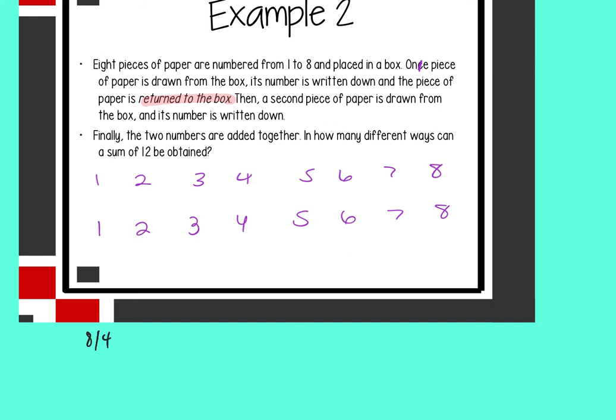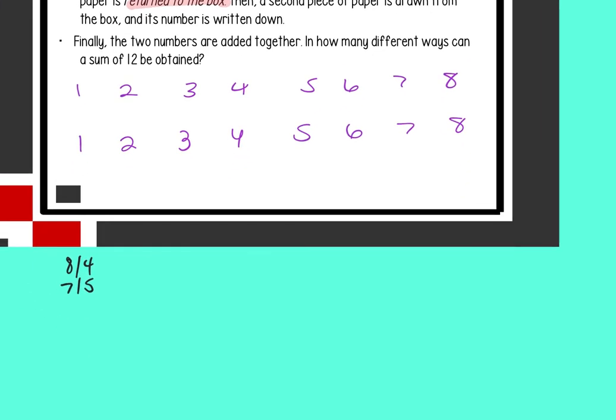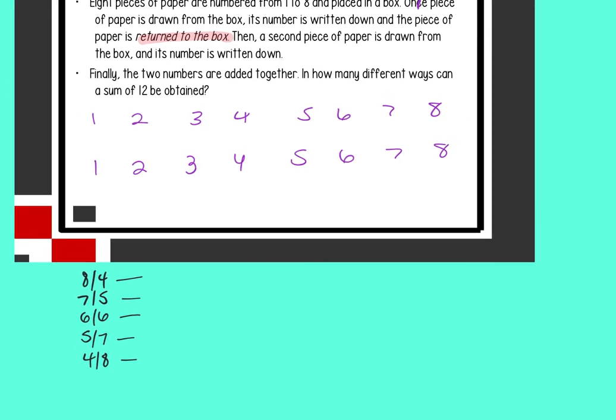Then what if I pick a 7 the first time? Oh, no, sorry. Yeah, because that's it with 8. What would I pick the second time with 7 to get me 12? 7 and 5. What if I pick a 6 the first time? 6. If I pick the 5 the first time? 7. If I pick the 4 the first time? 8. If I pick the 3, can't happen. 2 can't happen. 1 can't happen, right? So there are 1, 2, 3, 4, 5 ways that the sum of 12 can be obtained.